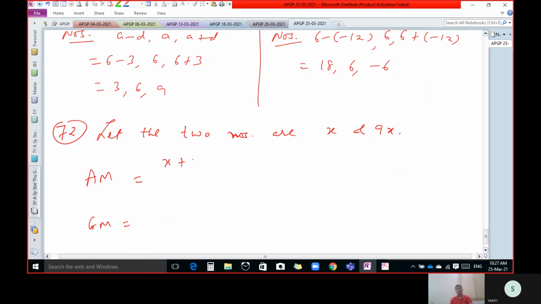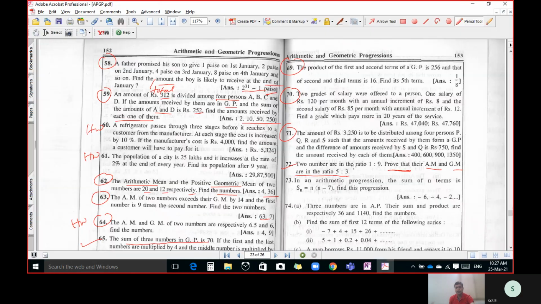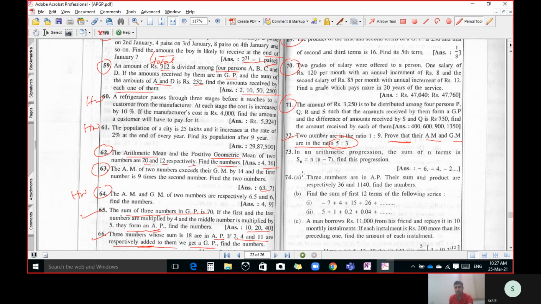For arithmetic mean, just add these two numbers and divide by 2. So we get 10x upon 2, we get 5x. And what is geometric mean? Multiplication of these two numbers and then its square root. So we get 9x square and the root is 3x. But we want the ratio of arithmetic mean and geometric mean. So the ratio is 5x upon 3x. You can cancel x. So we get 5 by 3. So the ratio is 5:3. That is my final answer. See the answer, 5:3 is the answer.